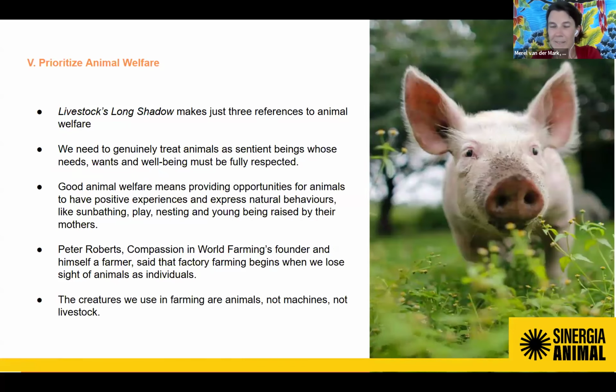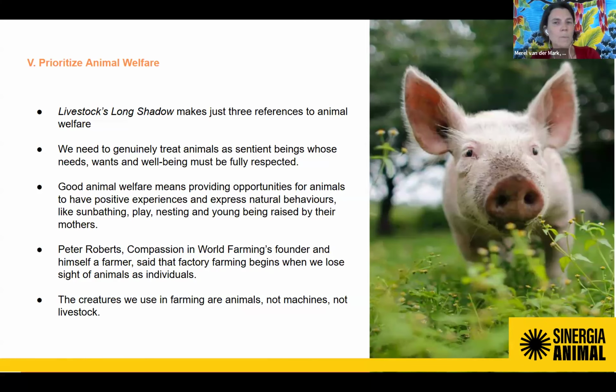And last but not least, we must place animal welfare at the heart of food system transformation. While environmental impacts often dominate the discussion about livestock production, animal welfare receives far less attention. For example, Livestock's Long Shadow, one of the most influential reports on livestock and the environment, makes only a few references to animal welfare. A truly sustainable system should recognize animals as sentient beings whose needs, experiences, and well-being matter.